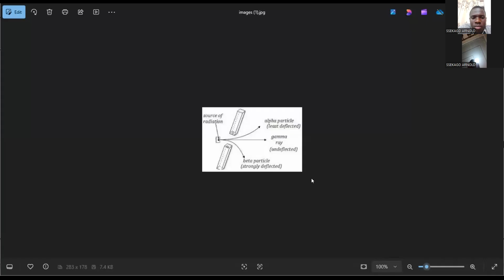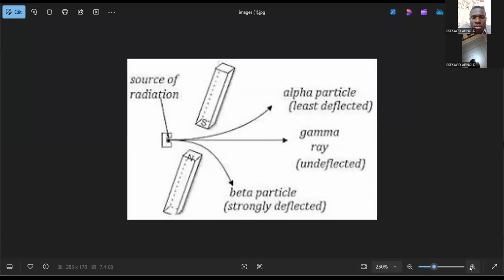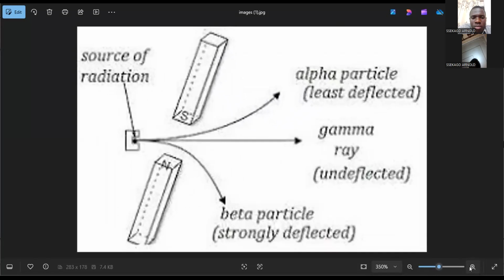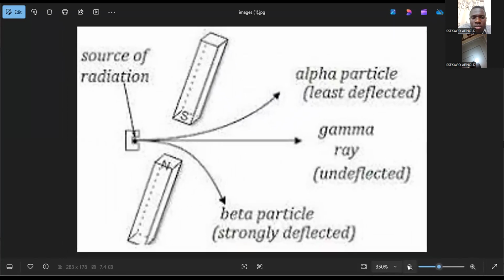Now, this is what we mean by the effect of deflection by magnetic field. In your work, you are going to draw this diagram, and on top you put the heading: effect of deflection by magnetic field.